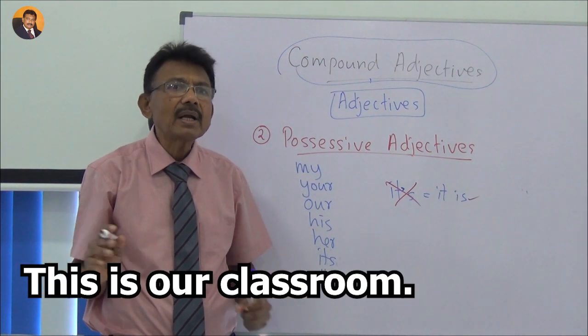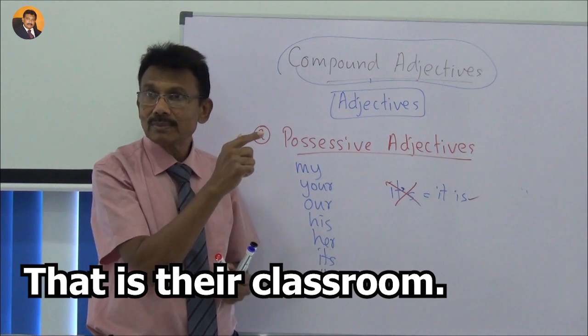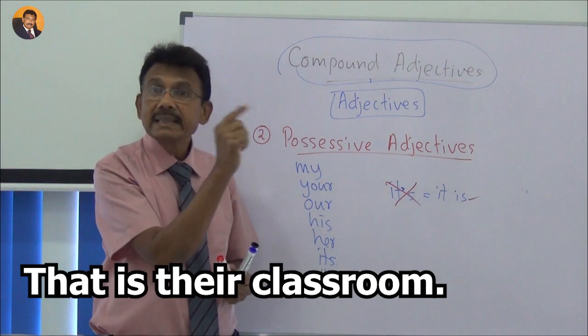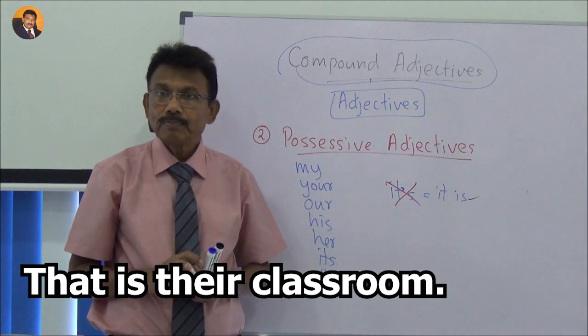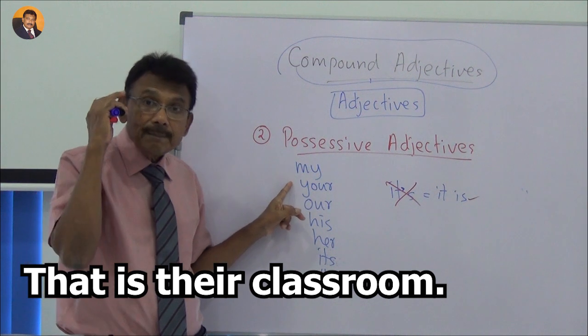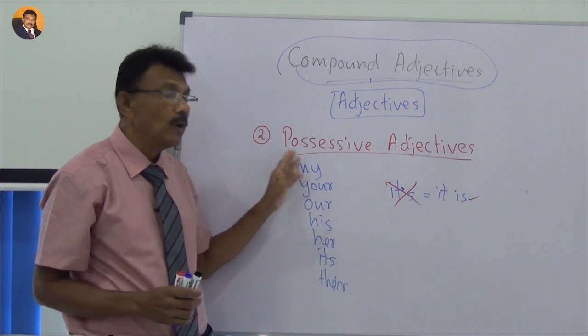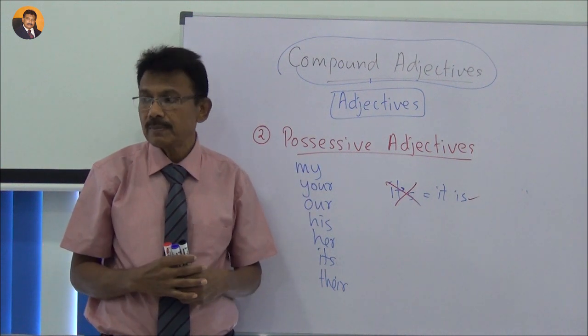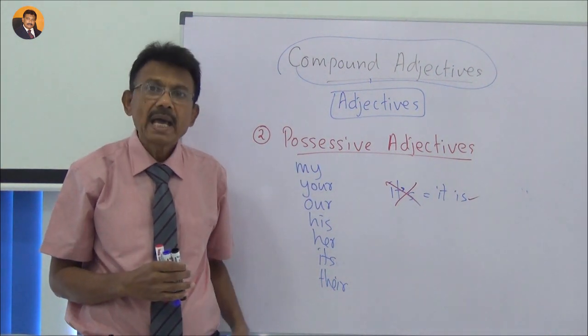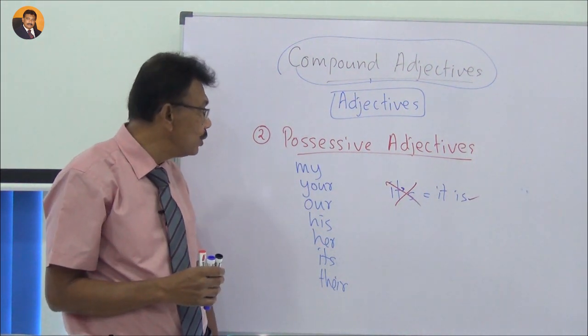This is our classroom and that is their classroom. Okay, can you understand? That's their classroom. Okay, so keep these 7 words in your mind. They are called possessive adjectives. And there is another special thing that you must know.